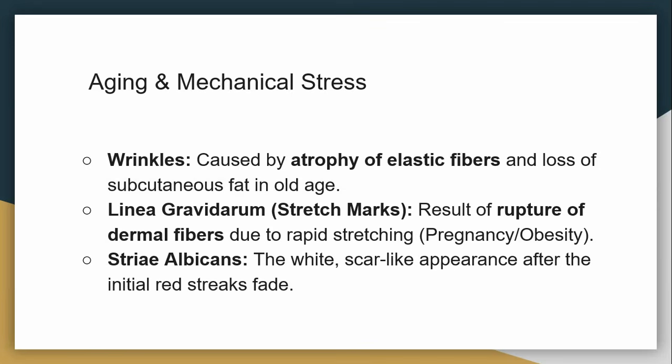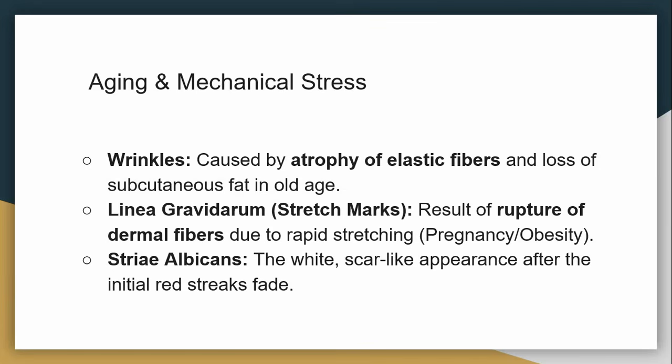Okay, now with aging, all of us get wrinkles. If someone has an elderly person at home, he or she can notice the wrinkles. And why do these wrinkles come? They come because of the atrophy of the elastic fibers present in the dermis, as well as the fat present beneath the skin.